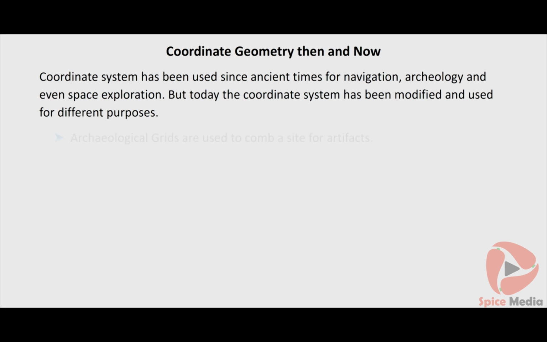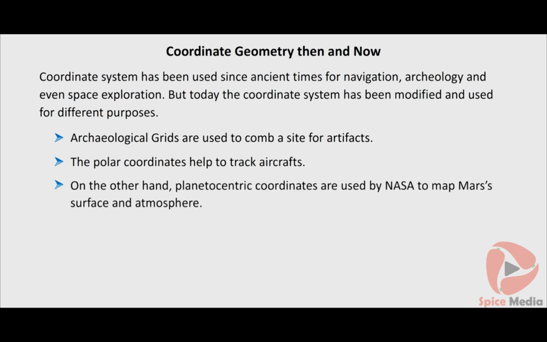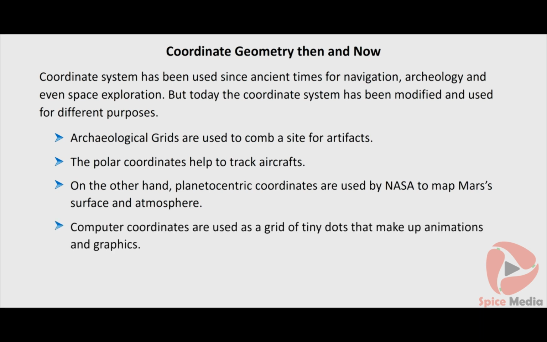For example, archaeological grids are used to comb a site for artifacts. The polar coordinates help to track aircrafts. On the other hand, planetocentric coordinates are used by NASA to map Mars' surface and atmosphere. Computer coordinates are used as a grid of tiny dots that make up animations and graphics. Let us look at the division of a line segment.